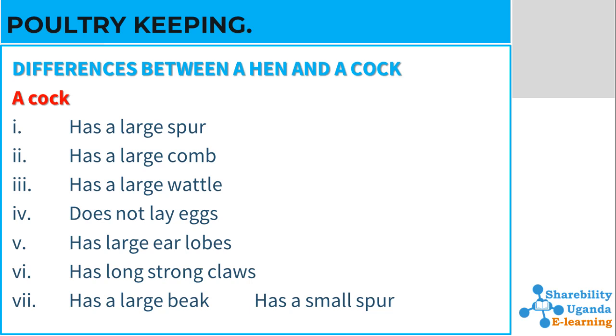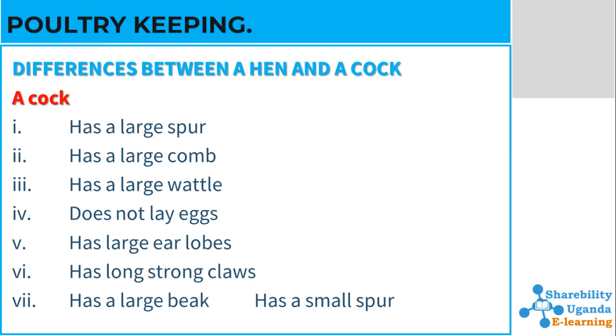Let us look at the difference between a cock and a hen. Remember, a cock is a male bird or a male chicken, and a hen is a female chicken. A cock has a large spur. We looked at the different parts of a bird, and we saw what a spur is and where it is located. So a cock has a large spur, a large comb, and a large wattle.